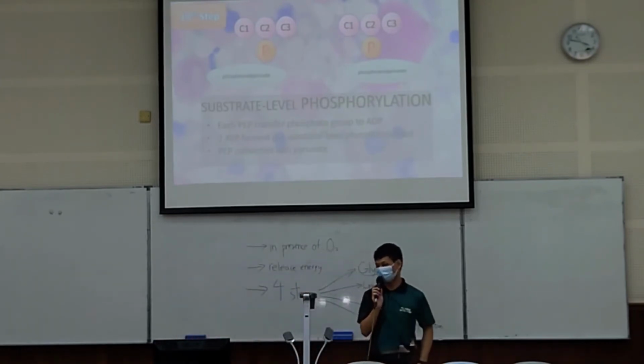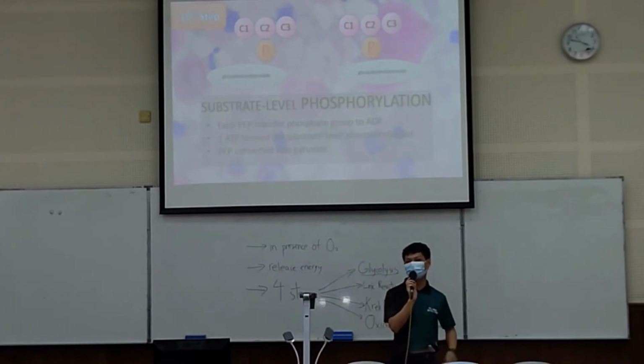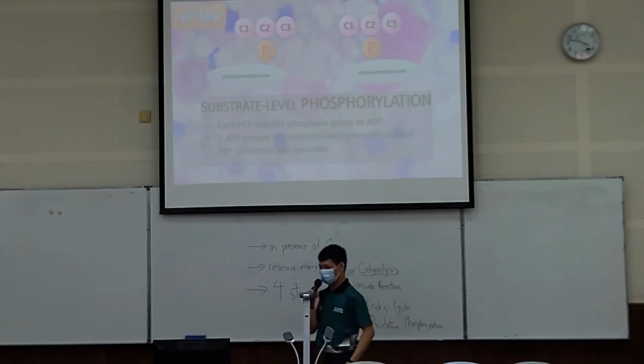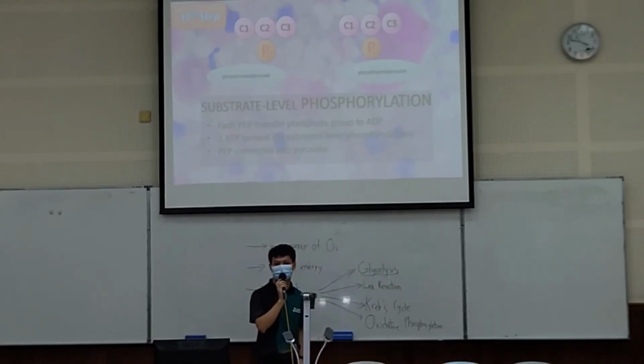So now here we are at the last step of our glycolysis. We are finally here. During this step, substrate level phosphorylation, it is another substrate level phosphorylation where we are going to produce ATP. So how do we produce ATP?